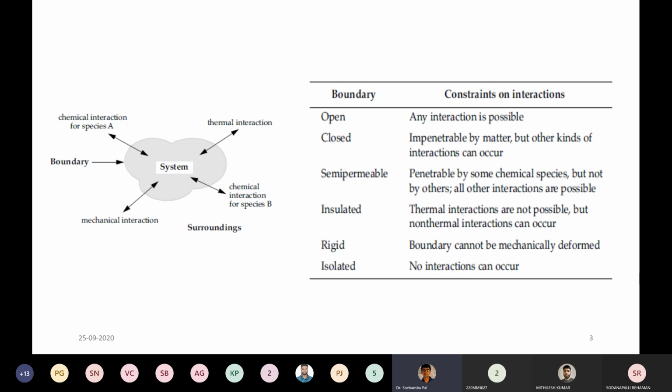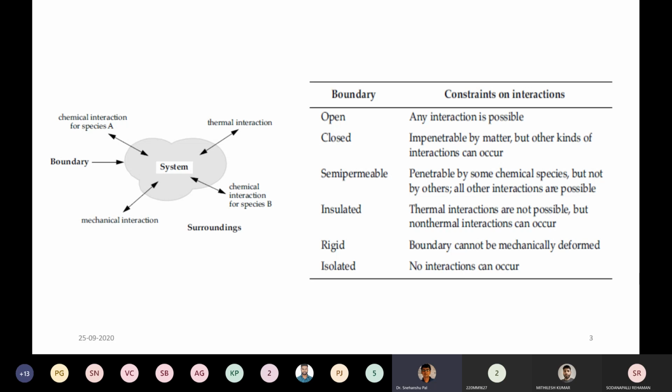If you want to take a particular type of system, what will the boundary be? If it is open, then any interaction is possible, as we already know. Then a closed system is impenetrable by matter, but other kinds of interaction can occur, meaning energy can transfer. Then semipermeable: penetrable by some chemical species but not by others. All other interactions are possible.